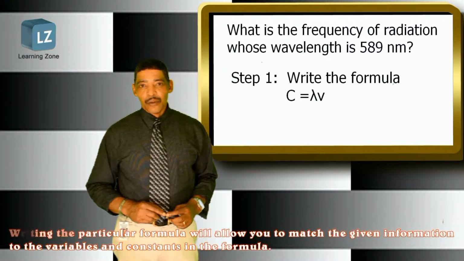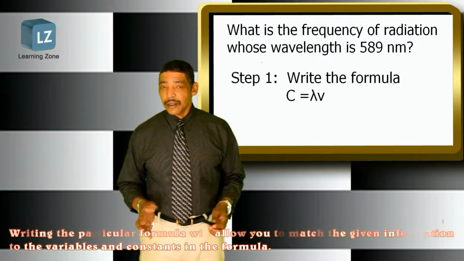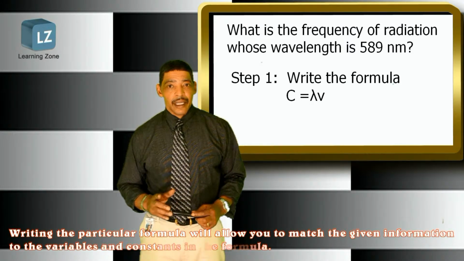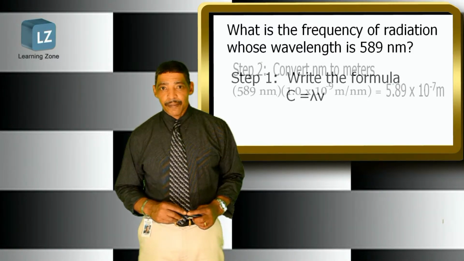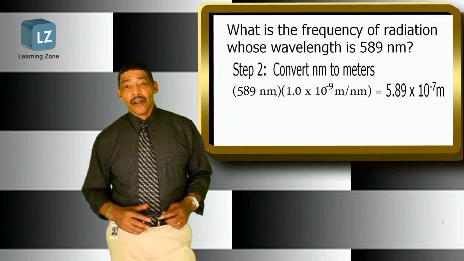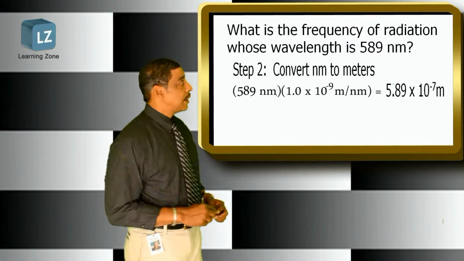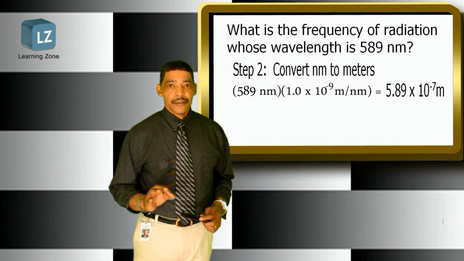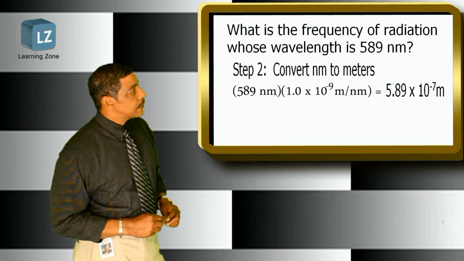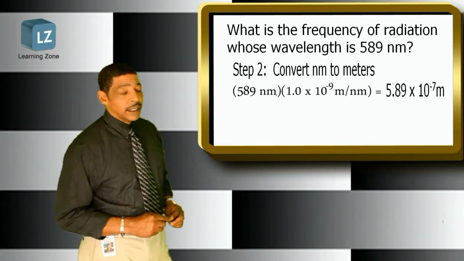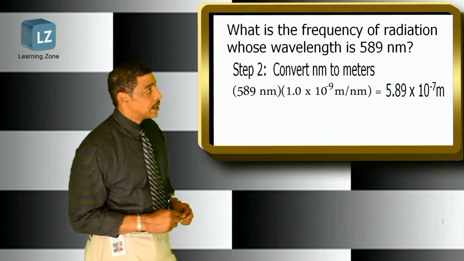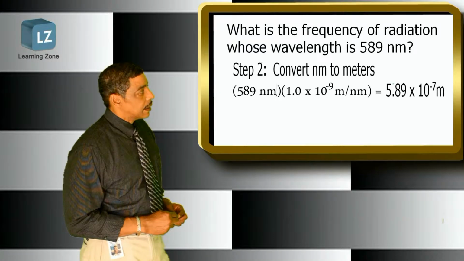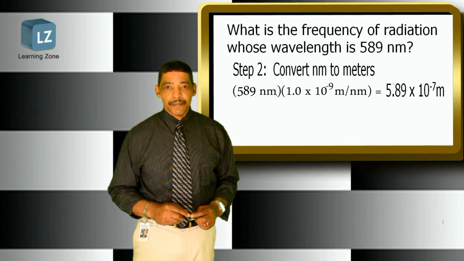The first step is to rewrite the speed of light equation, where the speed of light c is equal to wavelength lambda times the frequency nu. The units for the speed of light are meters per second. Therefore, the 589 nanometers must be converted to meters. To do so, multiply 589 nanometers by 1 times 10 to the minus 9 meter per nanometer. This will equal 5.89 times 10 to the minus 7 meter.